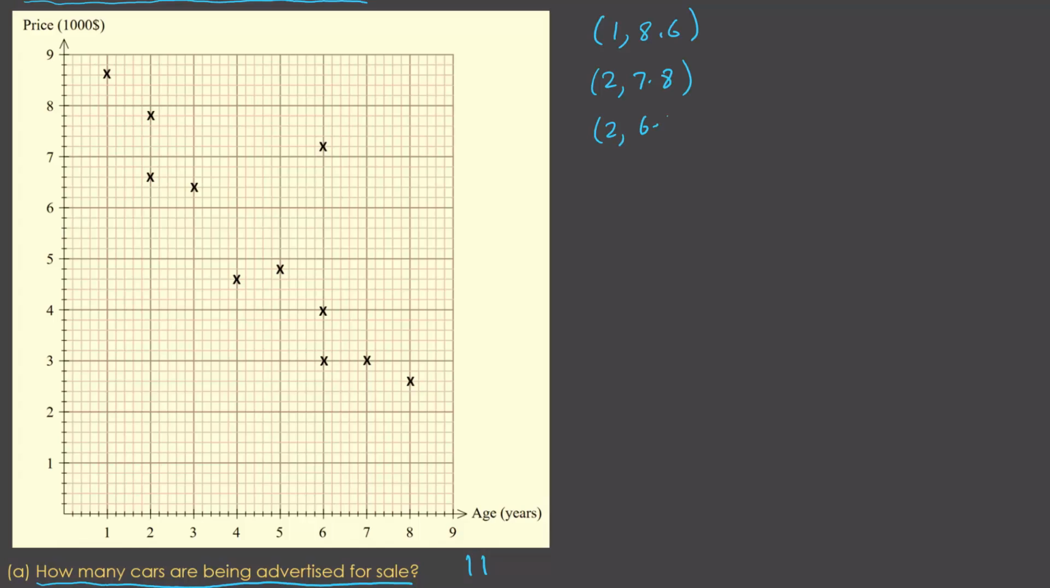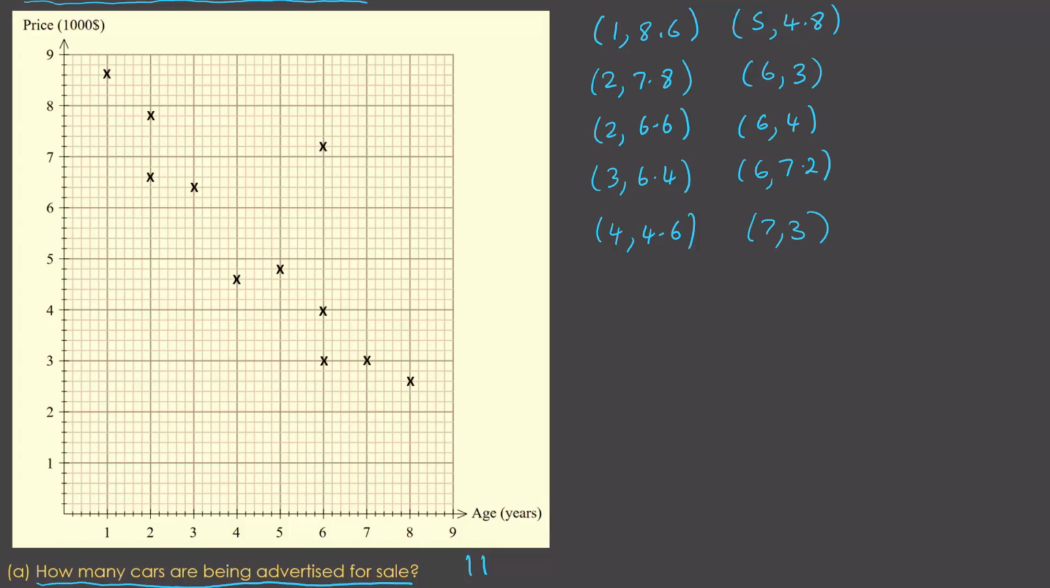2, 6.6. 3, 6.4. 4, 4.6. 5, 4.8. 6, 3.4. 6, 7.2. 7, 3. And 8, 2.6.